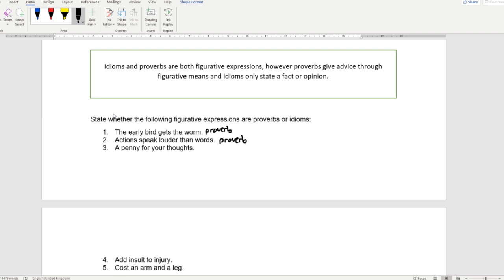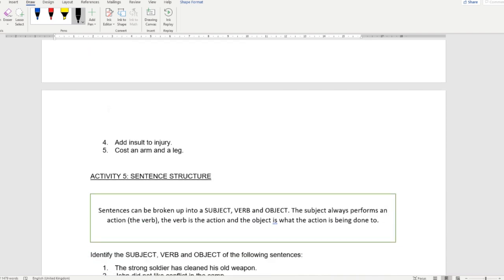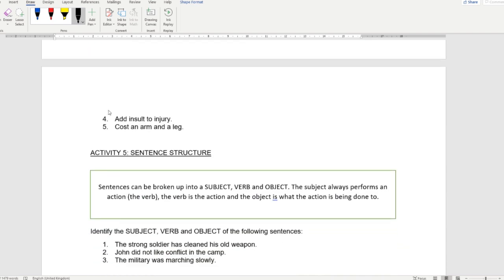A penny for your thoughts is what we call an idiom. So it's not advice, but you can't give a penny and get someone's thoughts. You can't take this in a literal sense. So it's a figurative expression that just basically asks you, oh, what are you thinking about? Add insult to injury. Again, we've got an idiom. It's to make things even worse than they already are. And then cost an arm and a leg, also an idiom, something that is very expensive.